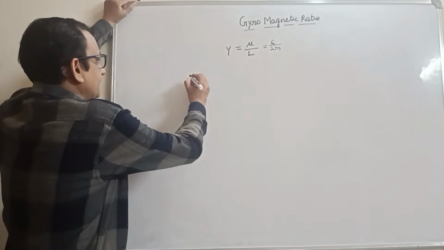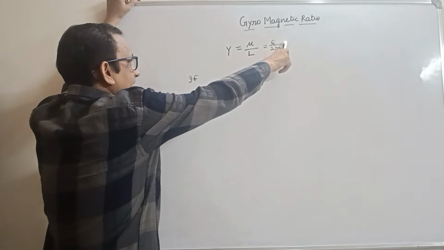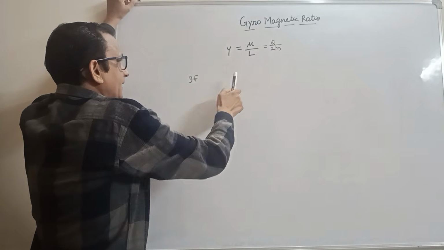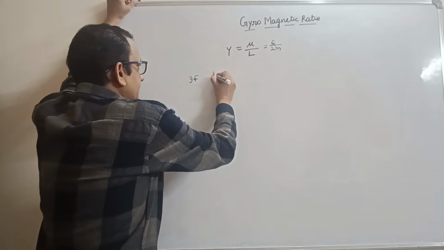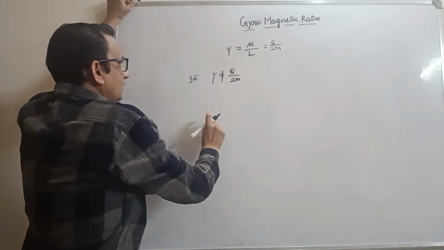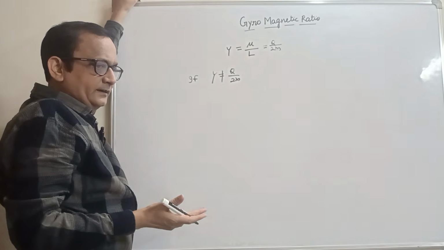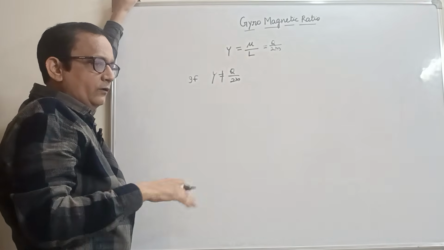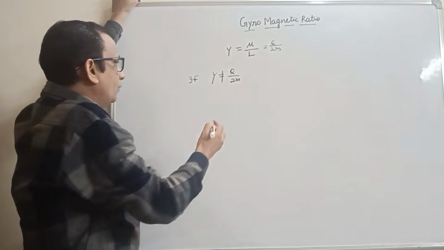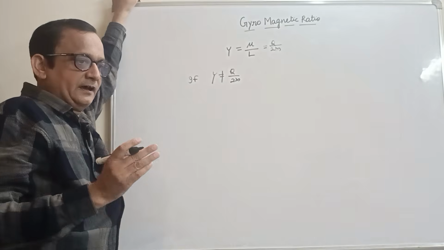But if the charge and mass distribution is not symmetrical, meaning the charge density at a particular point is not proportional to the mass density at that point, the gyromagnetic ratio would not be equal to q by 2m. So we take the case of a solid cylinder or solid cone. In these cases the charge distribution and mass distribution are not symmetrical.